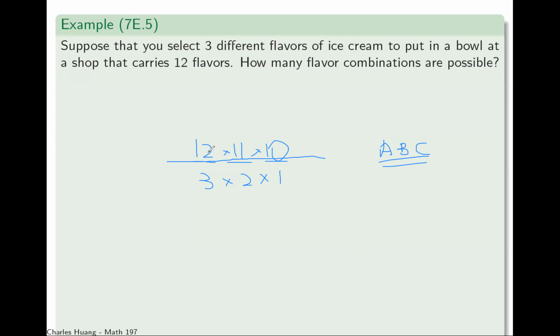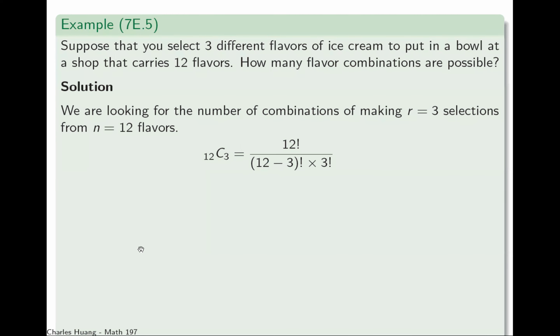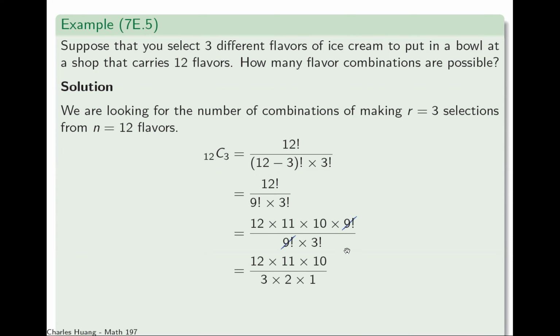So in the end, what we want to do is 12 times 11 times 10 divided by 3 times 2 times 1. You can do it like this, or you can use our formula: 12 factorial divided by 9 factorial times 3 factorial in the denominator. But you'll notice, after we factor out the 9 factorial, we have 12 times 11 times 10 divided by 3 times 2 times 1. And in this case, we get a total of 220 different flavor combinations.